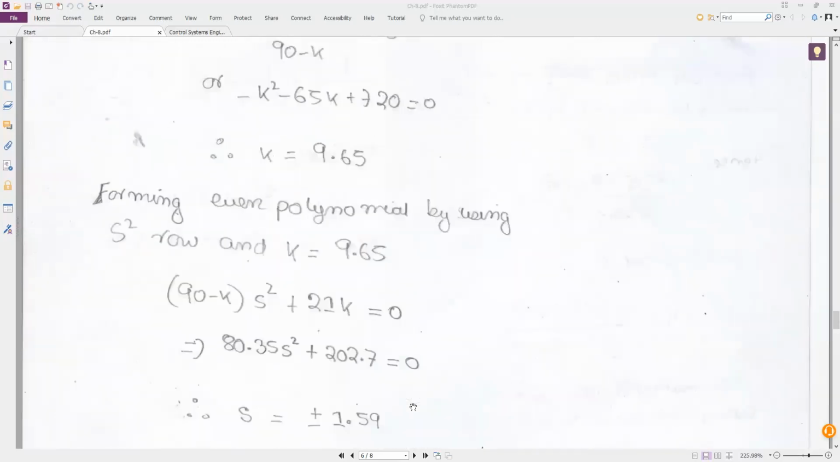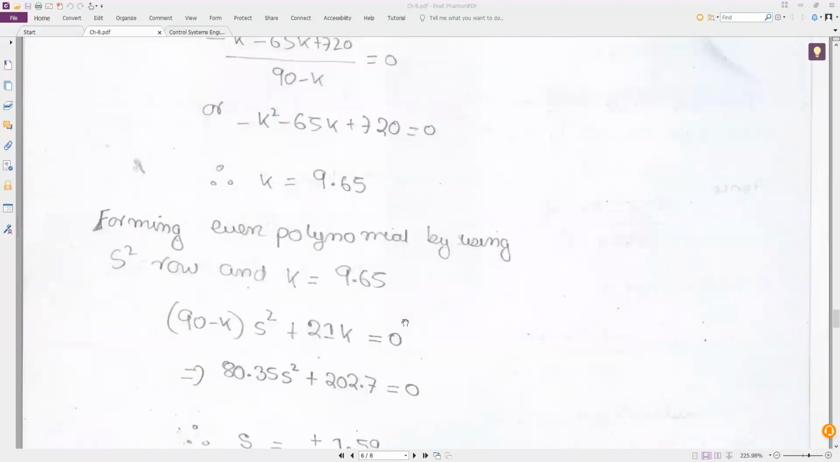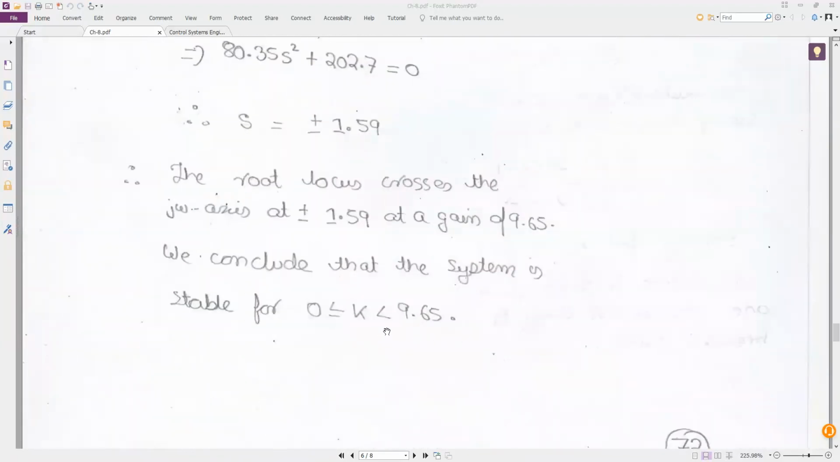So that is how you solve this kind of problem, the j omega axis crossing. If you want to find the j omega axis crossing, then you have to proceed like this.